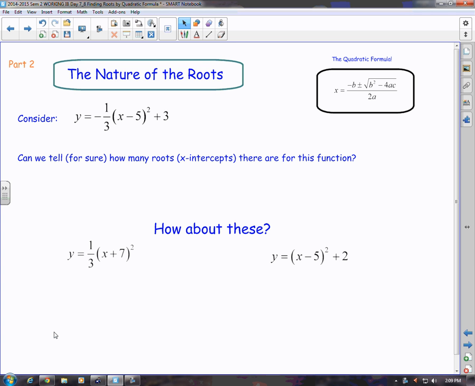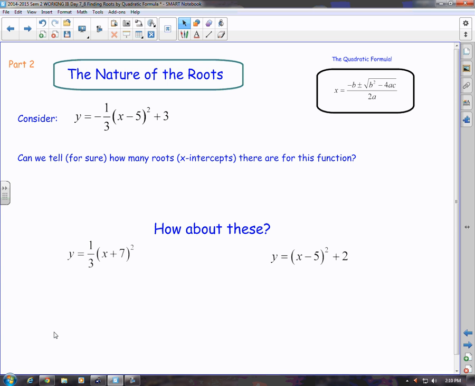Last lesson, what we did was we looked at what's called the quadratic formula. It's a formula that can be used to find the roots of a quadratic equation, but it assumes that those roots exist, right? So if those roots exist, you can use this quadratic formula to find what those values of the roots are. So rather than focusing on the values of the roots, today we're going to be looking at what are called the nature of the roots.